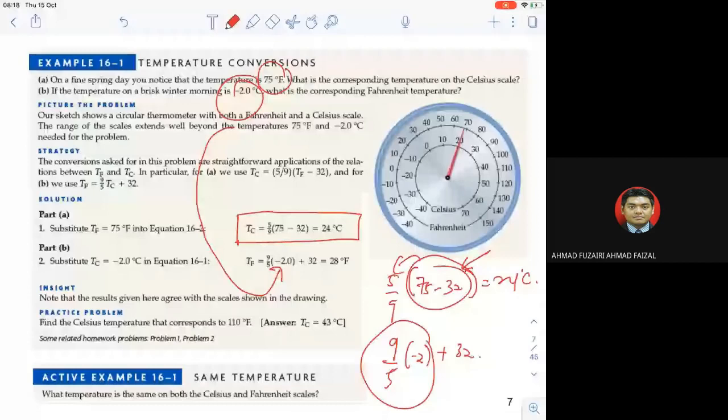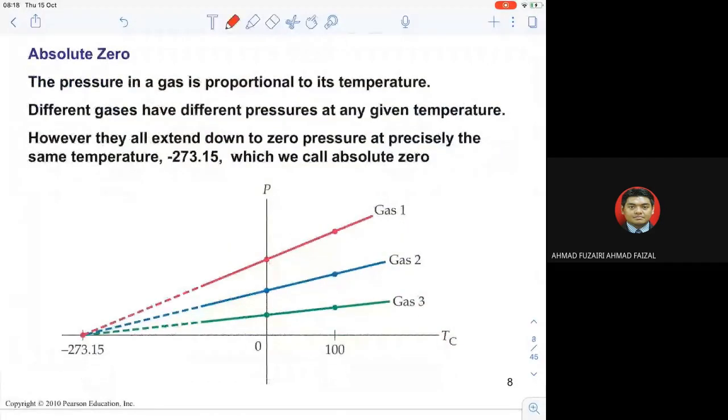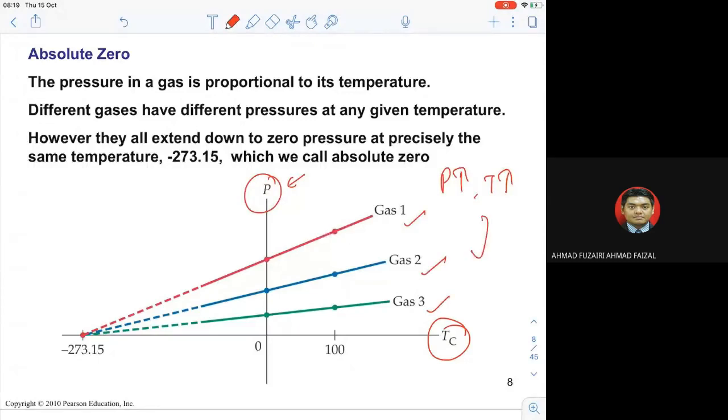So this is the absolute zero. What is absolute zero? The pressure in a gas is proportional to its temperature. When you look at the graph of pressure P versus temperature, you can see that when the pressure increases, the temperature also increases. That is the pattern of the graph. You can look at gas number 1, gas number 2, and gas number 3, all will follow this pattern, which means when you increase the pressure, the temperature also increases.